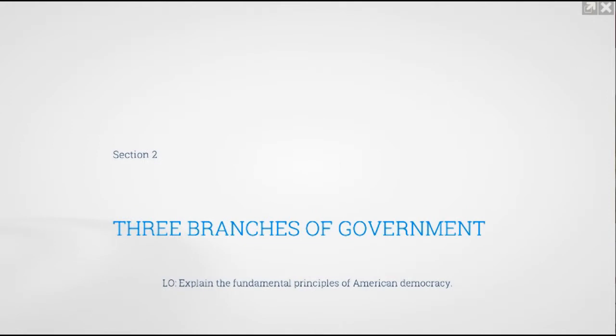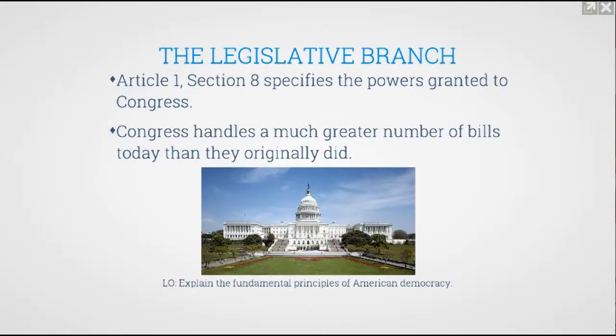Section 2. The three branches of government. The legislative branch. Article 1, Section 8 specifies the powers granted to Congress. Congress handles a much greater number of bills today than it originally did.